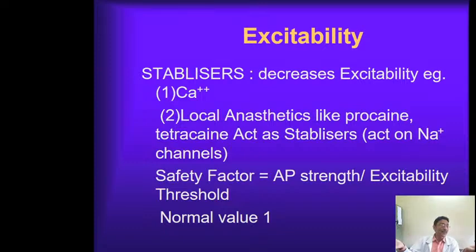So what is the mechanism of action of the drug? The mechanism of action of the drug is that it decreases the entry of sodium ions into the neurons. Once the drug is infiltrated, sodium ions cannot enter into the neurons. When they cannot enter, depolarization doesn't take place, action potential doesn't take place. So there is no transmission of impulses taking place.